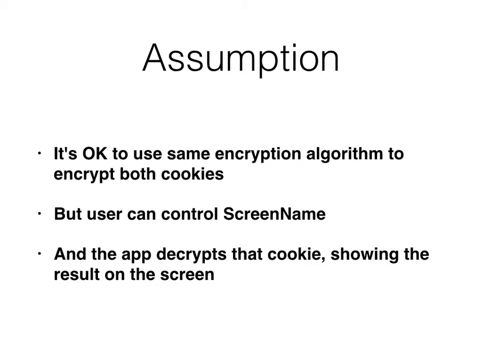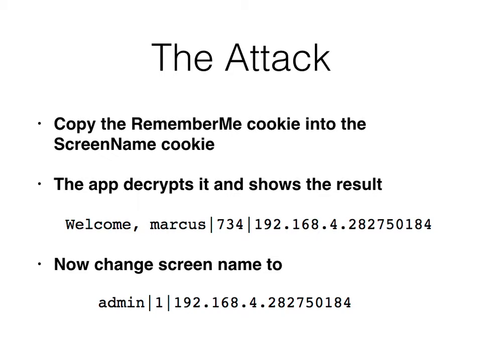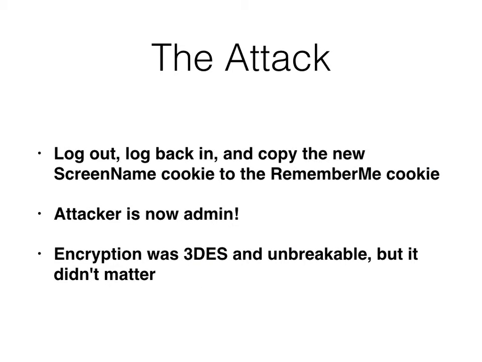And so I can't decrypt it, but I might not have to, because what happens is my cookie that records my name is encrypted and it decrypts it and prints that name on the screen. So now I have an arbitrary encryptor and an arbitrary decryptor I can call, thanks to this function. So you copy the remember me cookie into the screen name cookie and look on the screen and you'll see the decrypted thing. So now you see it structured Marcus 734, one IP address, then some number. So change the name to admin instead of Marcus. And then use the cookie encryptor to encrypt it. Log out, log back in, now copy the screen name cookie to the remember me cookie, and now you're the admin.